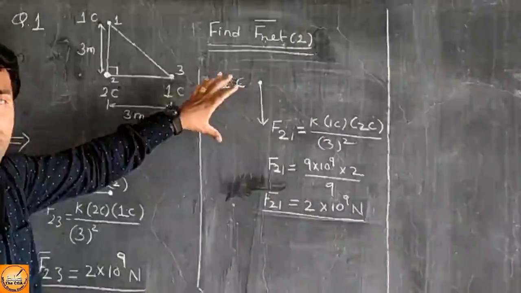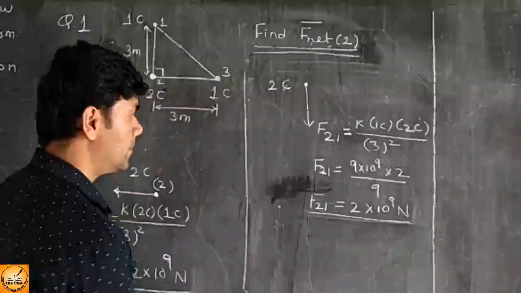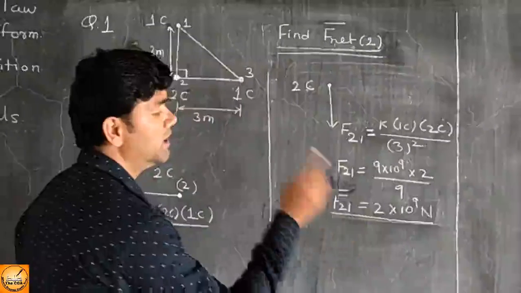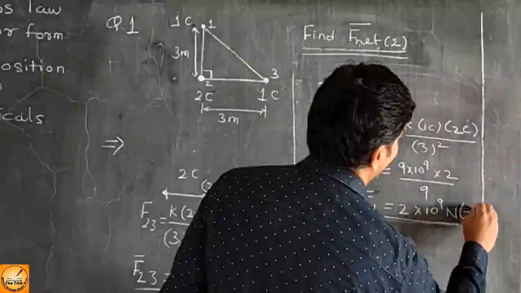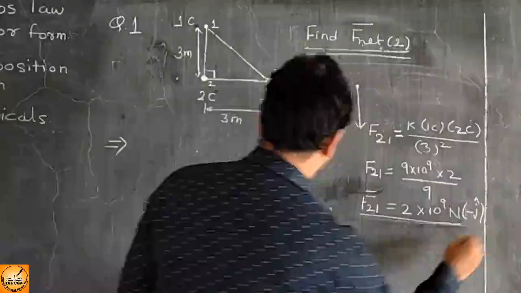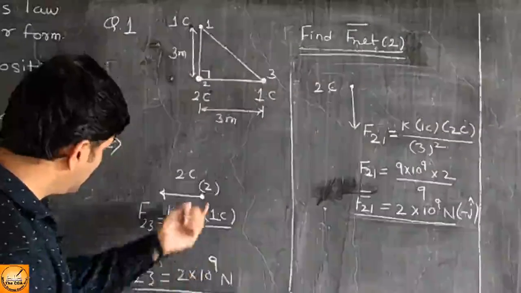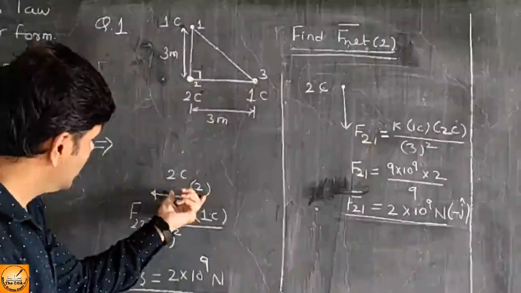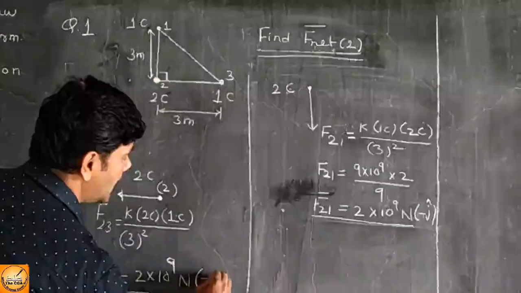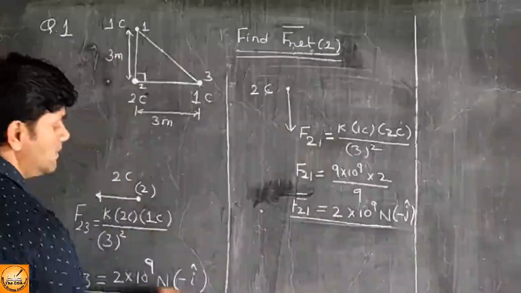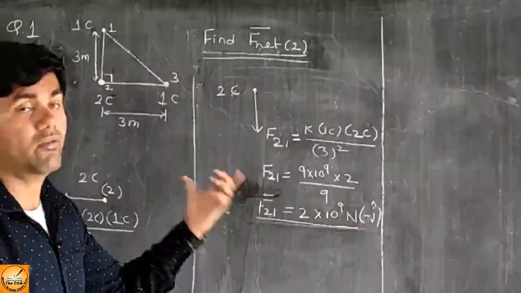So we have found out the magnitude of these two forces. What about their direction? If I want to represent it in vector form, I have to tell its direction. Its direction is downward, and downward means we can write minus j cap. F23 is towards left over here, so it will be minus i cap along the minus x direction. So we have represented the two individual forces in vector form.